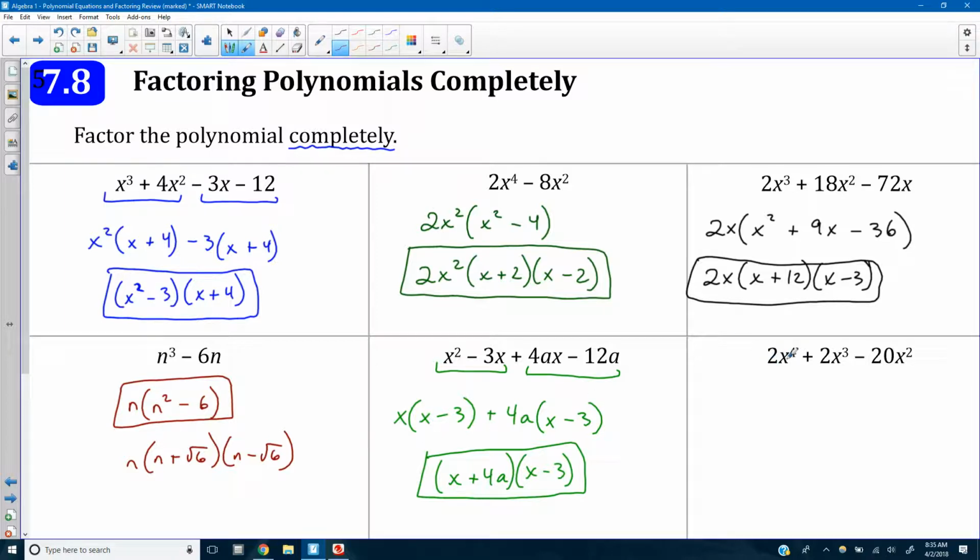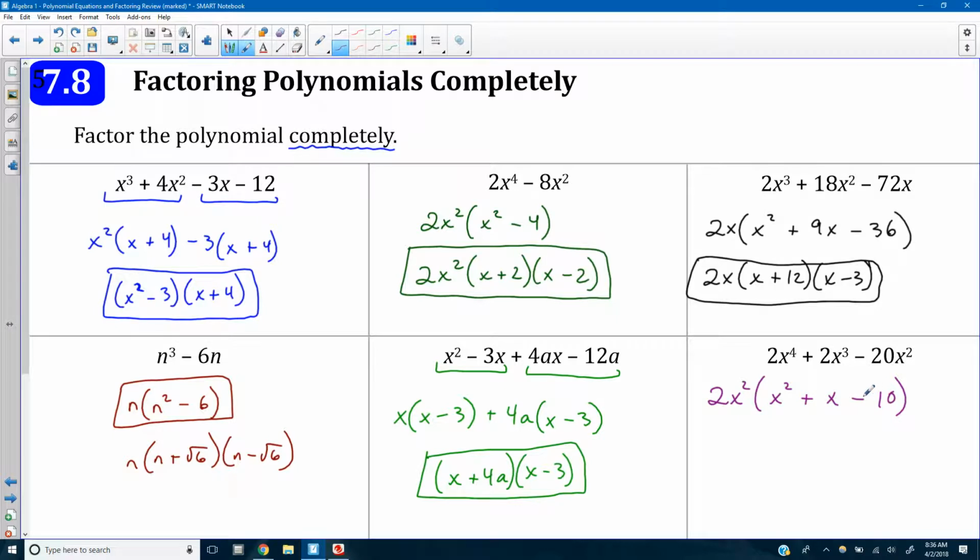And the final one here, 2x to the fourth plus 2x cubed minus 20x squared. It's clear that 2 is a common factor. It's pretty clear that x squared is a common factor. So here you're left with an x squared plus, it looks like x, 2x squared times x is x cubed, minus 10.